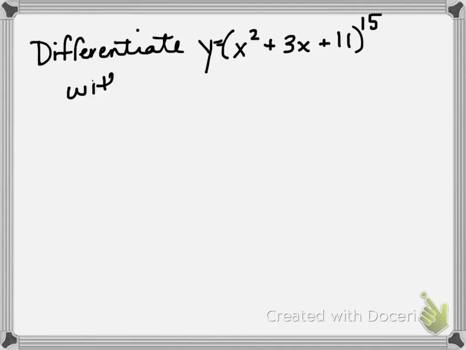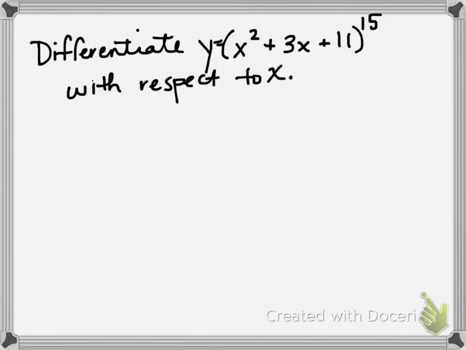Alright, let's go to our first example of using the chain rule. Let's differentiate y equals x squared plus 3x plus 11, all to the 15th power, with respect to x. Okay, this is a composite function.